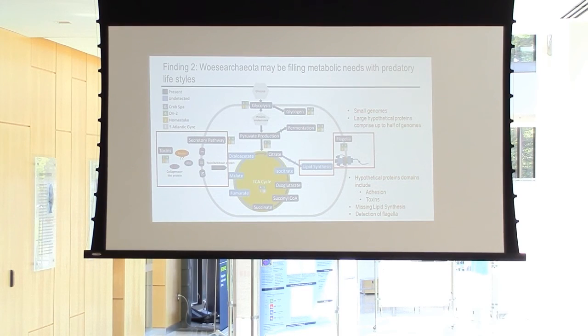Based on all of these findings together, we hypothesized that Wolfsarchaeota is breaking down organic matter and getting its metabolic needs from the environment. Additionally, they may be pathogenic to bacteria, which would make them the very first example of pathogenic archaea.